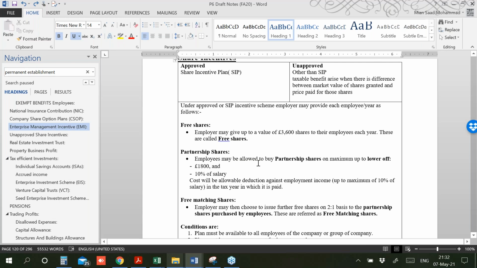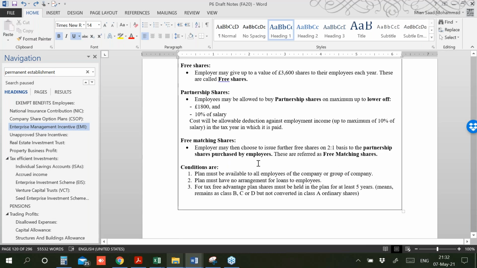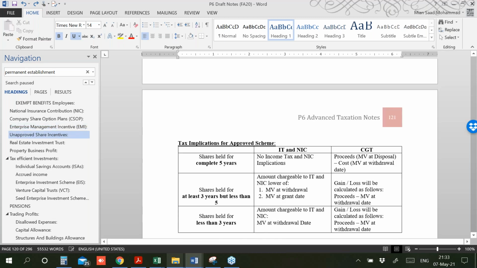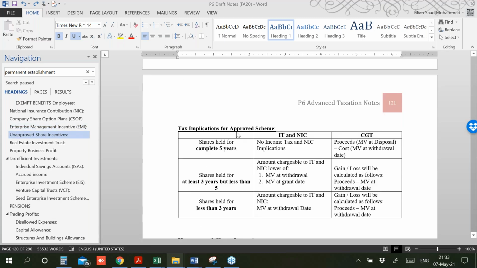What are the conditions? Plan must be available to all of the employees or can be a group of the employees as well. Plan must not have any arrangements for loans, and for the tax-free advantage, shares must be held in the plan for 5 years. Now, what do I mean by that? I'll take you to their tax implications.